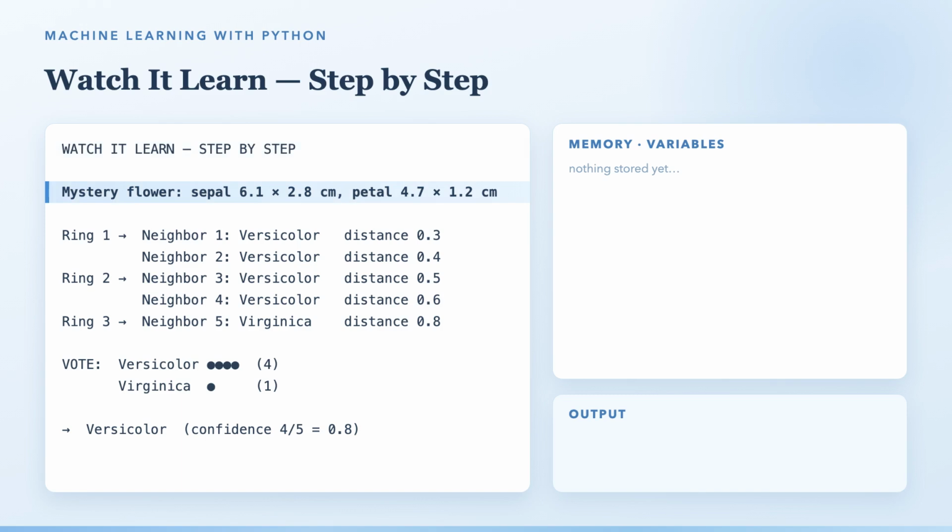The question it carries is simple. Who is closest to me? There. The first flower lights up. A versicolor. Distance 0.3. The nearest neighbor of all. The ripple widens. A second flower. Versicolor again. 0.4. Third. Versicolor. At 0.5. Fourth. Versicolor. 0.6.